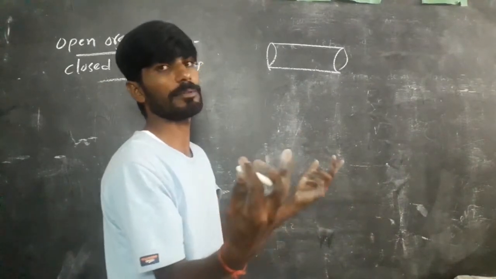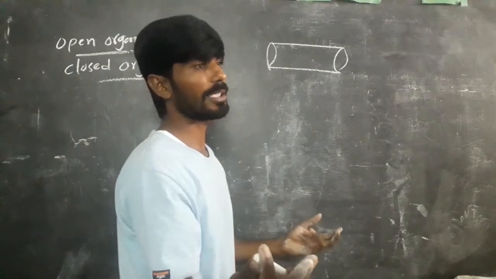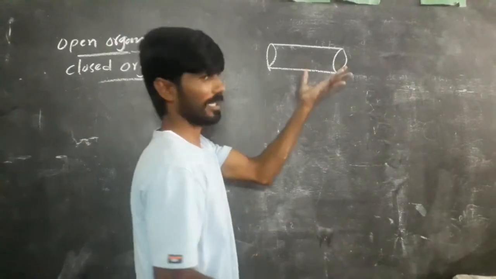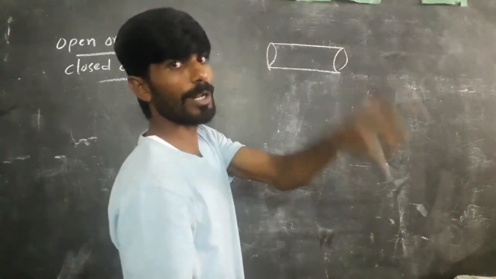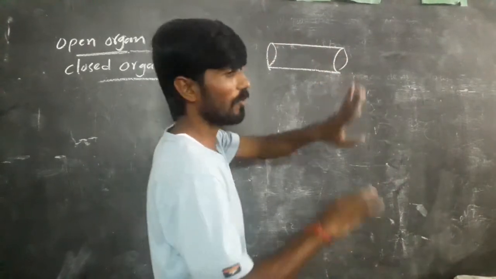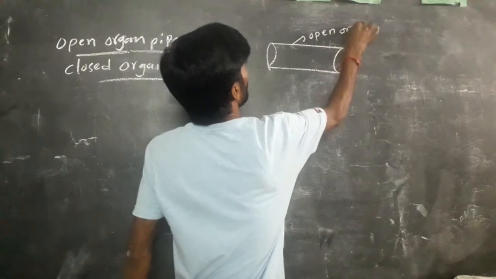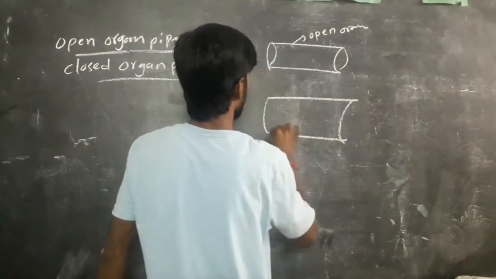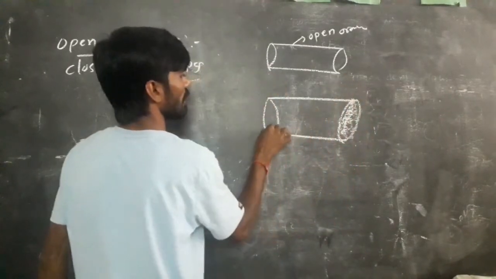One end we can insert into the water tap, and the water will come out from the other end. So both of these ends are open. When a pipe has both ends open, that pipe is called an open organ pipe. As well as when one end of a pipe is closed and one end is open.